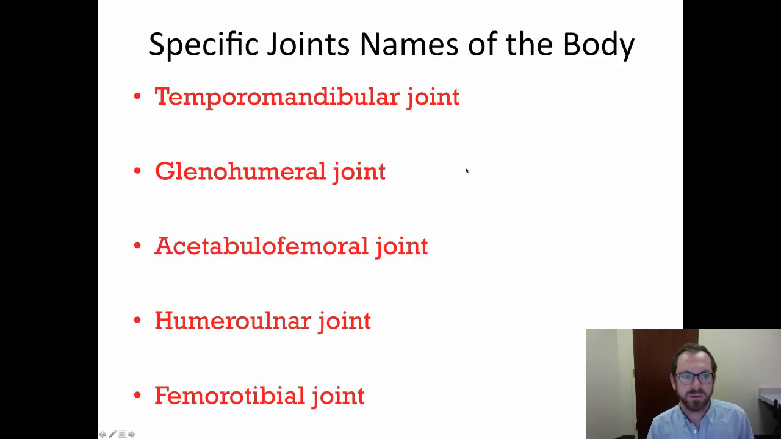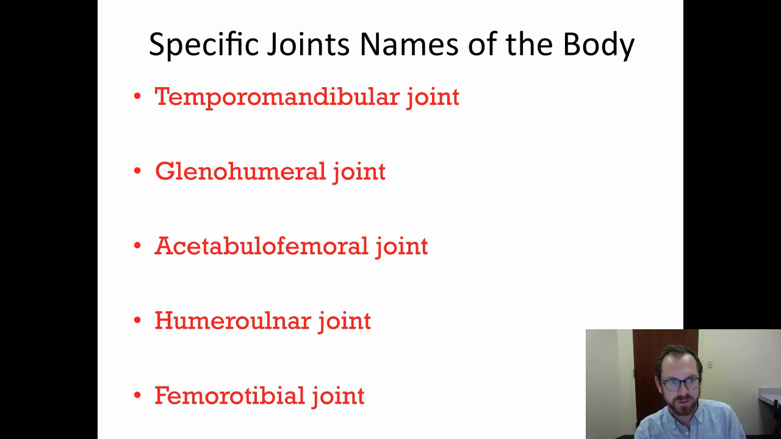And then finally, there are 5 specific joints in the body. These are all synovial joints. And we would like you to know the specific anatomical name of these joints. Naming joints is pretty straightforward. You take the name of the superior bone and the inferior bone, and you stick them together and you've got your joint name.